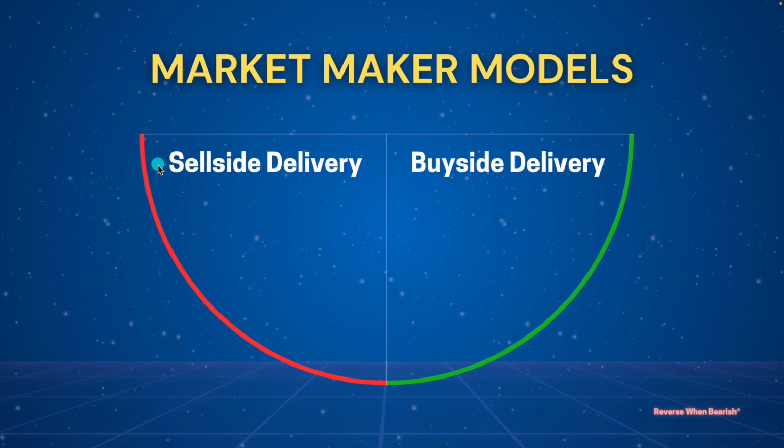This is assuming a sell side delivery first, followed by a buy side of the curve. As you can see here in the bottom right hand corner, we just want to reverse the logic that we're about to describe when we are bearish. Again, market maker models are just that: price going down, which simply put is sell side delivery, followed by buy side delivery.